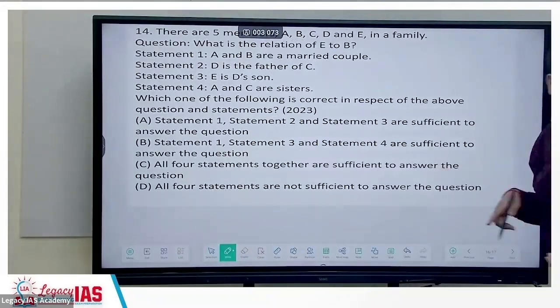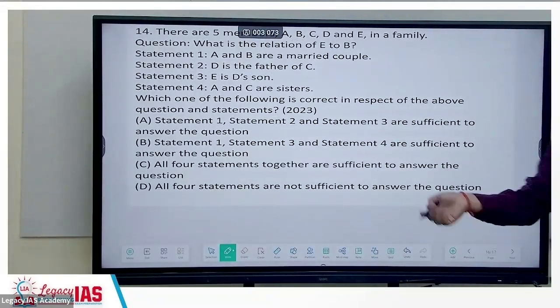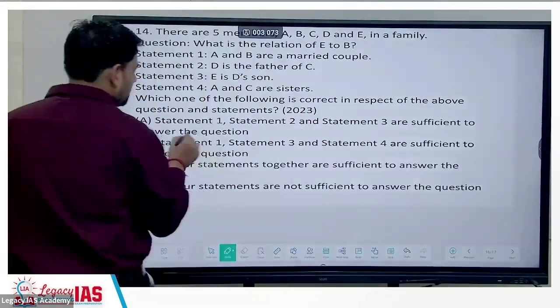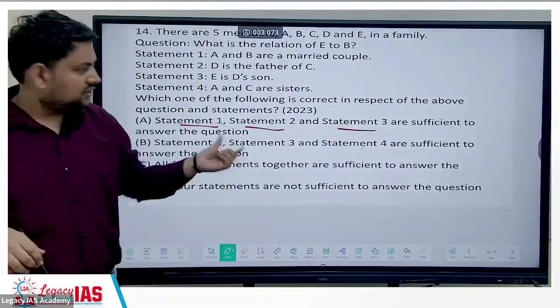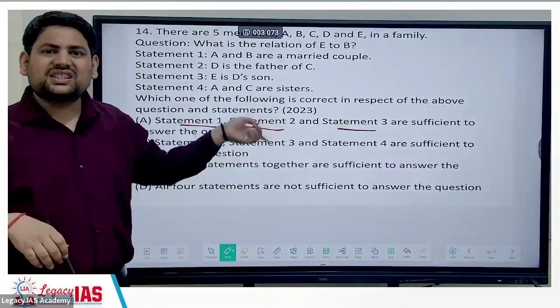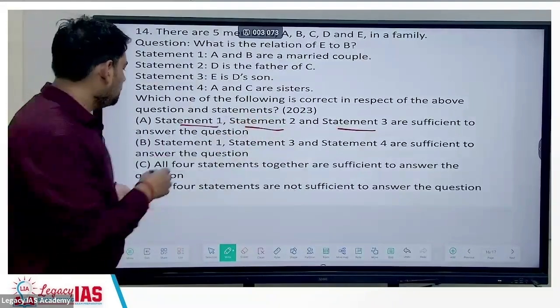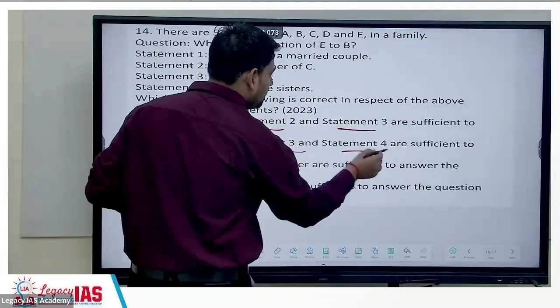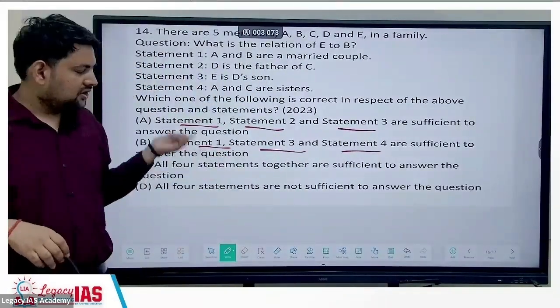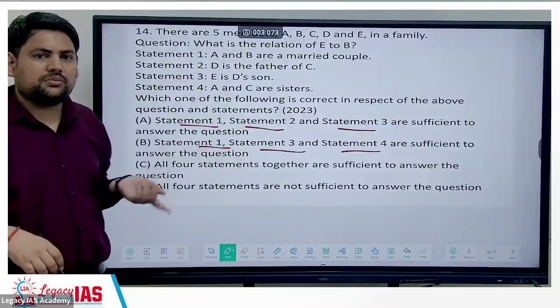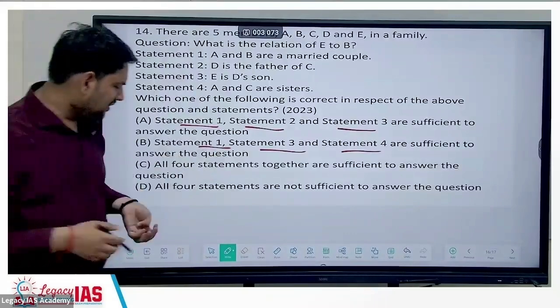See, one way of doing such questions is to go by options. You see statements 1, 2, and 3. You draw them using only 1, 2, and 3 and see if you can form a relation. Then you do similarly for 1, 3, and 4 and see if you can form a relation. And then you may use all sentences and see if they form a relation. This is how you can do it.